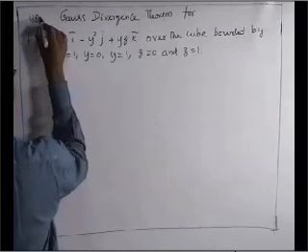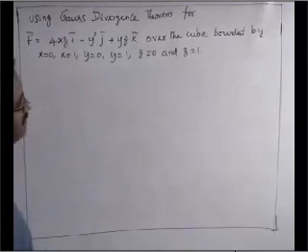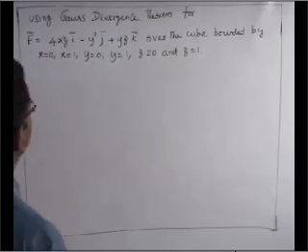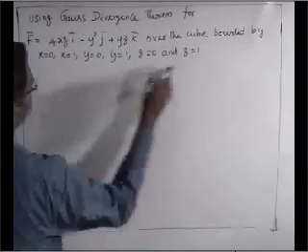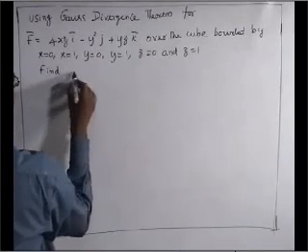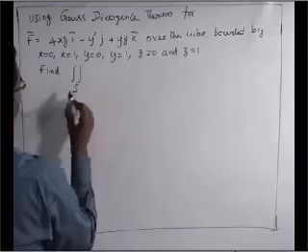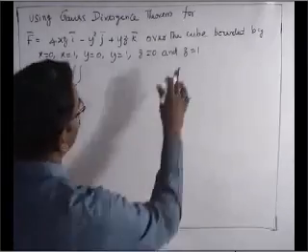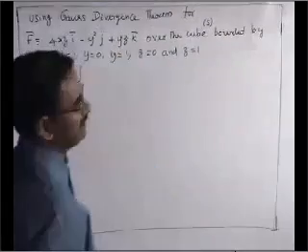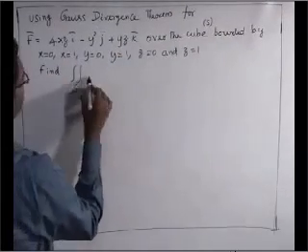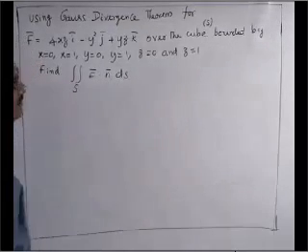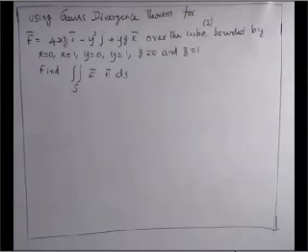Using Gauss Divergence Theorem for this, find or evaluate the value of, this is the surface. The cube is nothing but the surface. So this cube I am going to call the surface, the entire surface, double integral over S of F dot n dS, that's all. I have changed the question into this way.